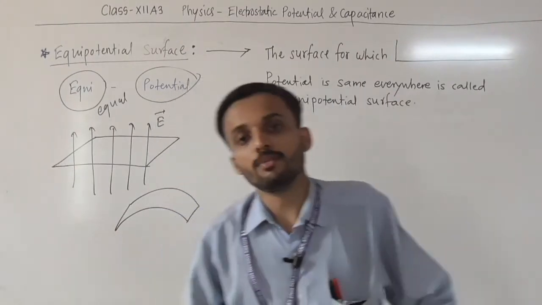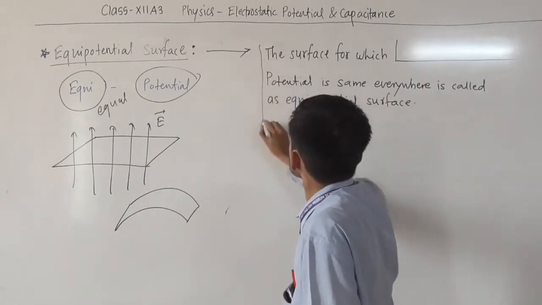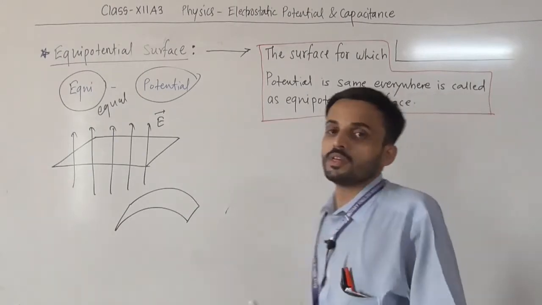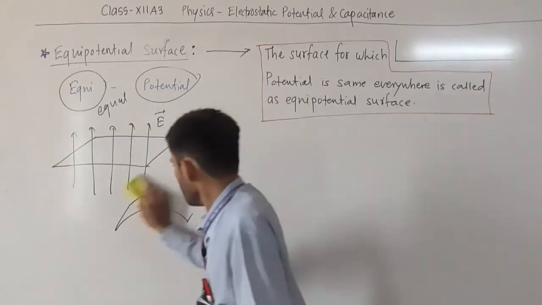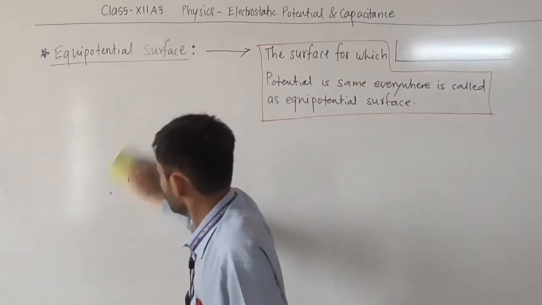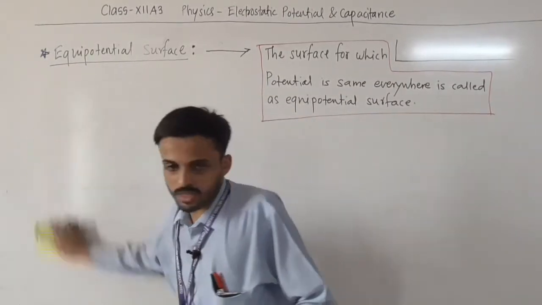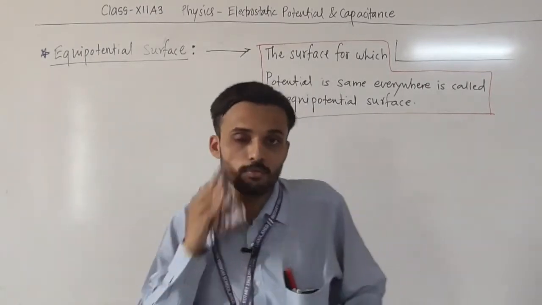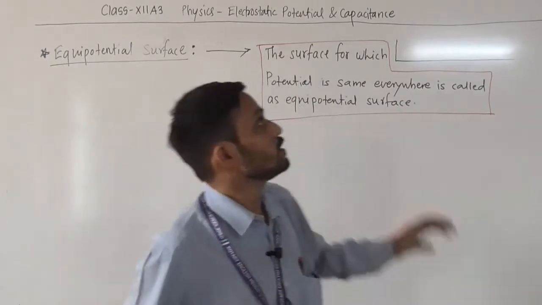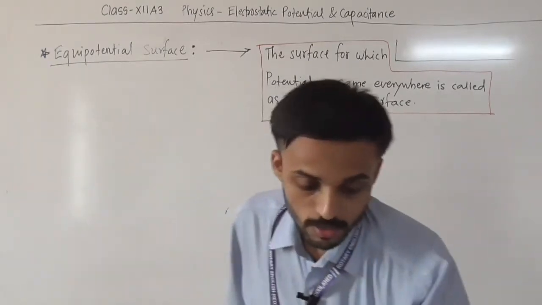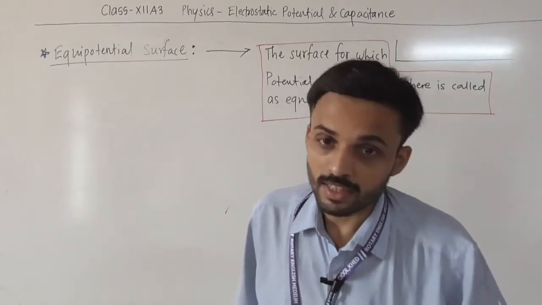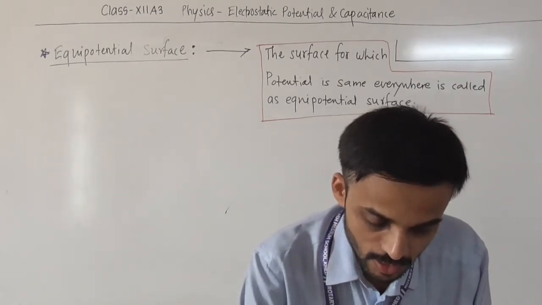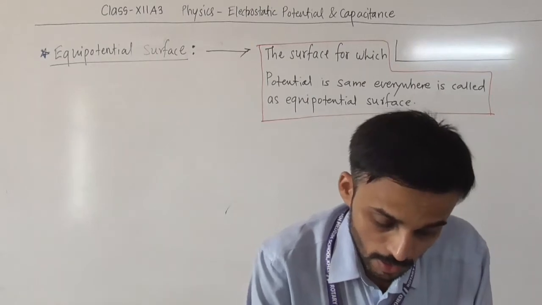So what can we call it? We can call it an equipotential surface. This is the rough definition of equipotential surface. The surface for which potential is same everywhere, that we can call an equipotential surface. At least we have got a great idea about what is meant by the equipotential surface.